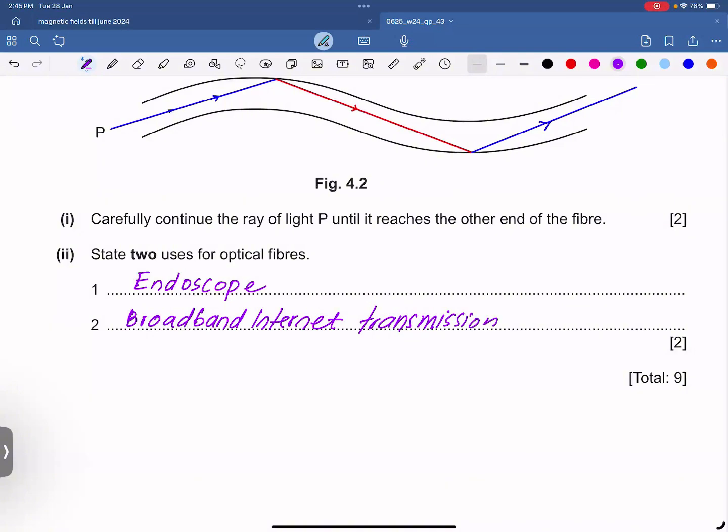Apart from that, it is used in laser surgeries, it is used in military aircraft wirings, and for inspection of pipes or anywhere where things are hard to reach. These are the two as per your learning objectives of Cambridge assessment. Any question? Let's proceed to question number 5.